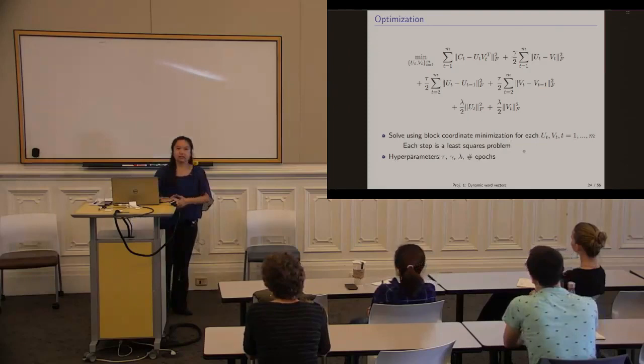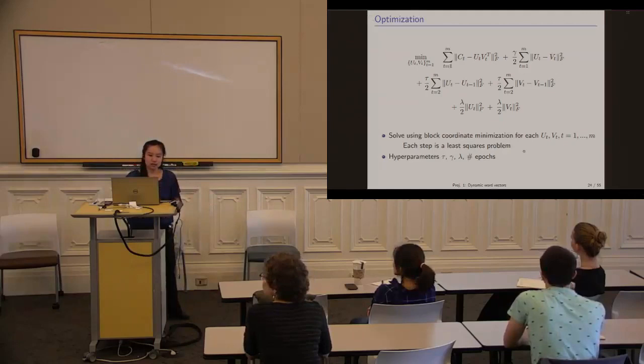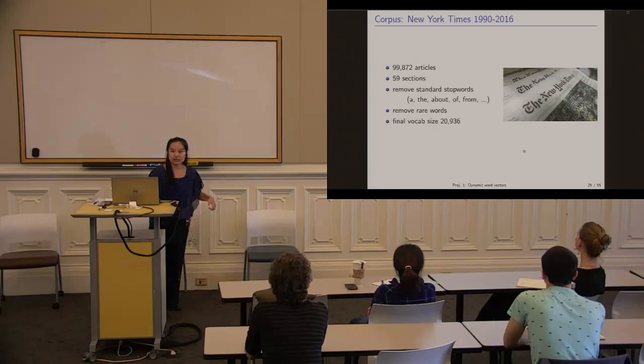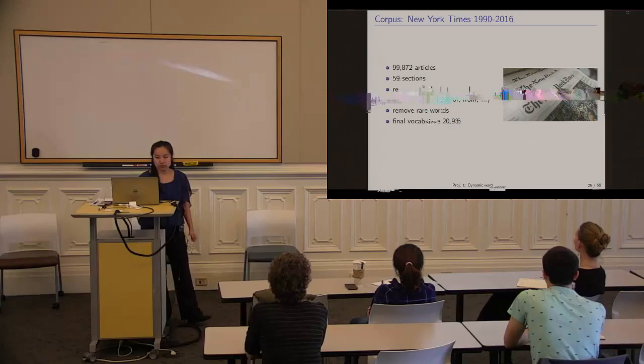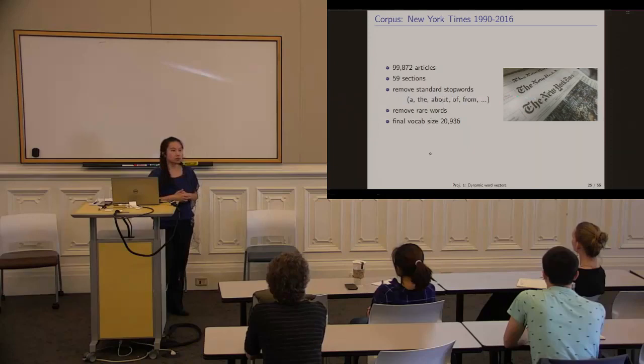This is the way we're actually going to do our dynamic word embeddings. And now we're going to apply it to a corpus. The corpus we pick is the New York Times, from 1990 to 2016. We have about 100,000 articles and 59 sections. We do some preprocessing, removing all stop words and rare words. Ultimately, we end up with a vocabulary size of about 21,000.